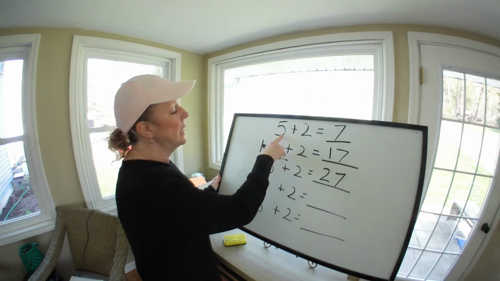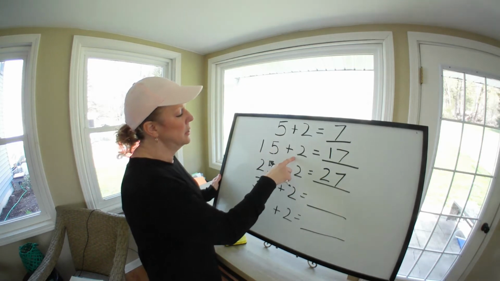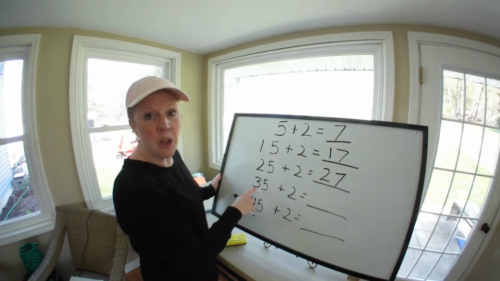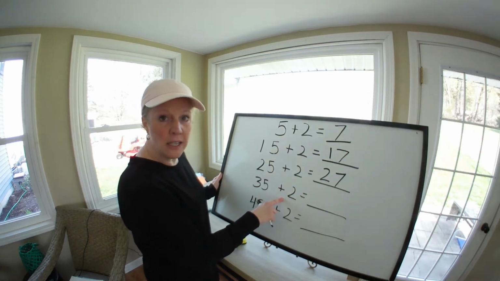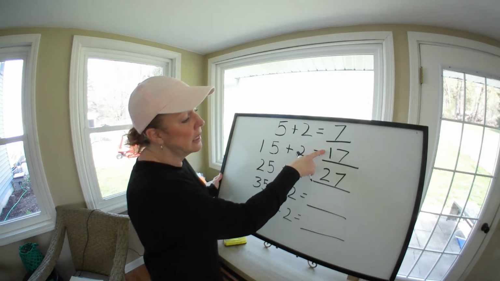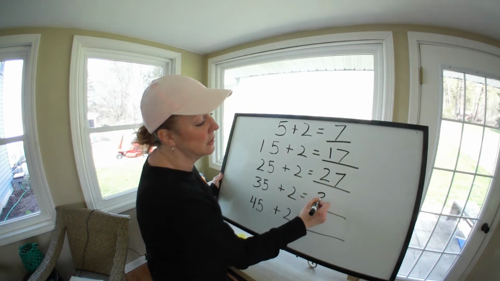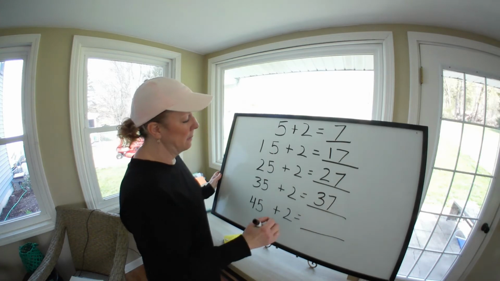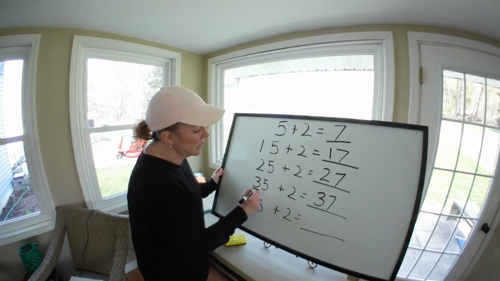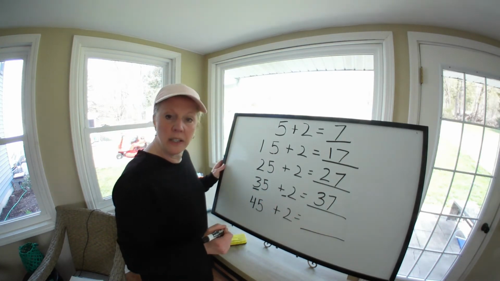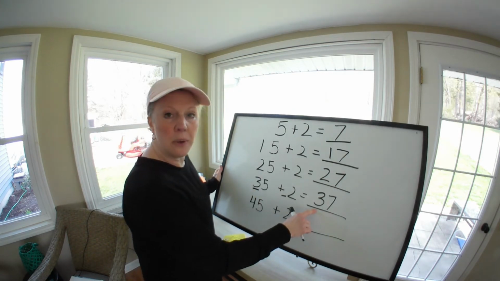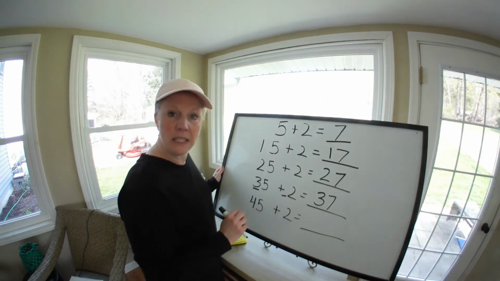Because look at it. We have 5 plus 2, 15 plus 2, 25 plus 2. Now we have 35 plus 2. And you guessed it, if our numbers are 7, 17, 27, this is obviously going to be 37. Because this digit here is our tens. Over here we don't have anything in the tens. So that 3 is going to come right over, and then the 7 stays the same.